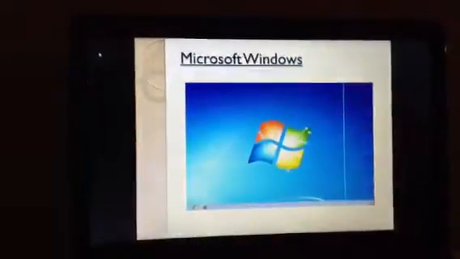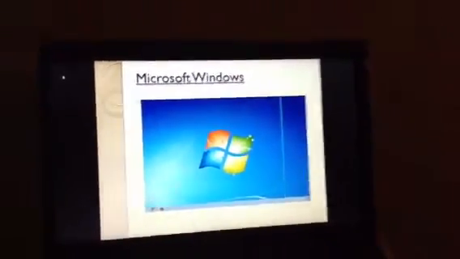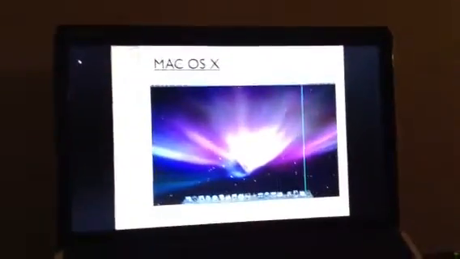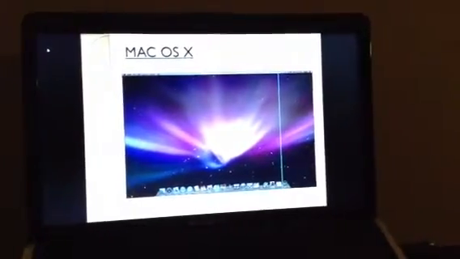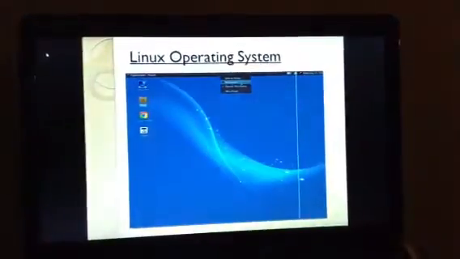This is Microsoft Windows. This may look familiar to you because it's on all of the PCs. Mac OS X is on a Macintosh computer, and here's a Linux operating system.